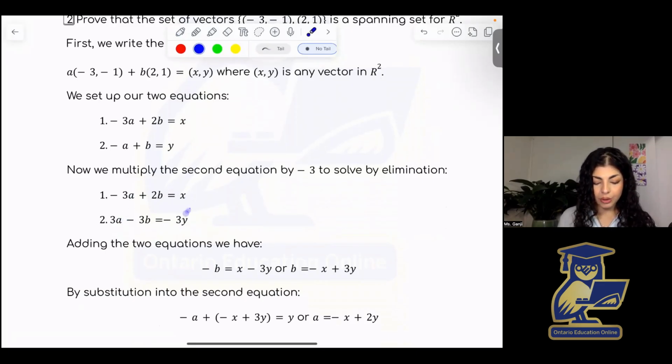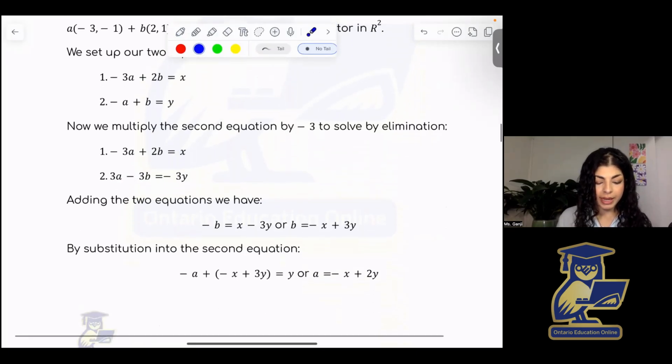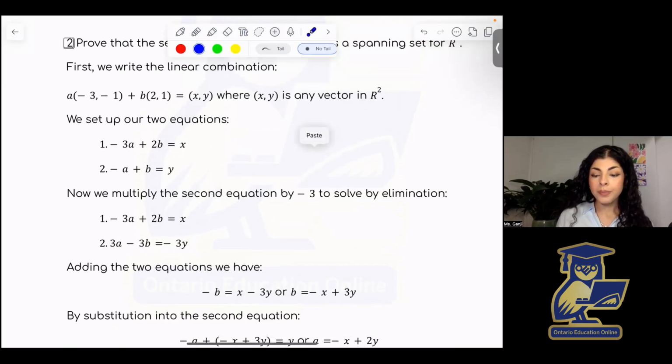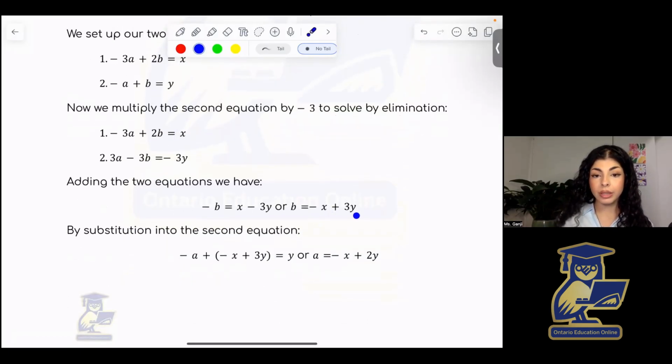Now, if you look at these two equations, if I add them together, then -3a plus 3a is going to just be 0. So then I am left with 2b minus 3b, and that is equal to just -b. And on the right-hand side, I have x minus 3y. Or if I distribute the negatives, because ultimately we're trying to solve for a and b, then b is equal to -x plus 3y. So pretty much any vector that I give you with x and y, if you substitute here -x plus 3y, then you can find that b value there.